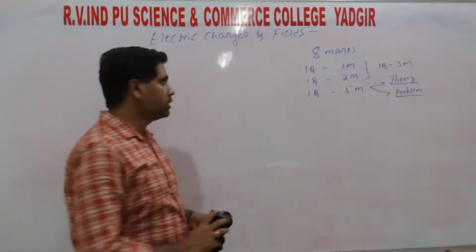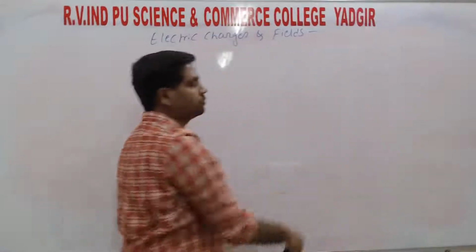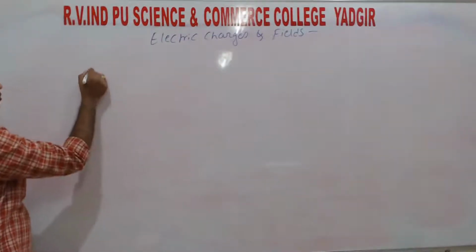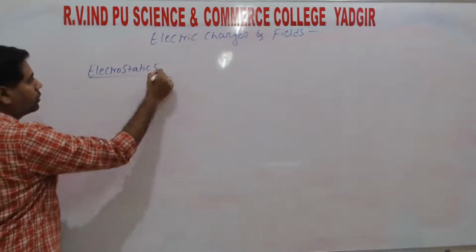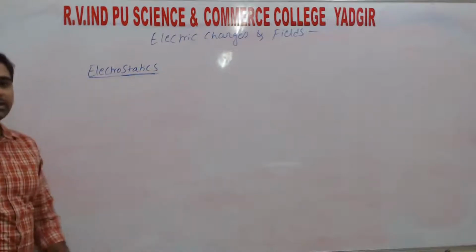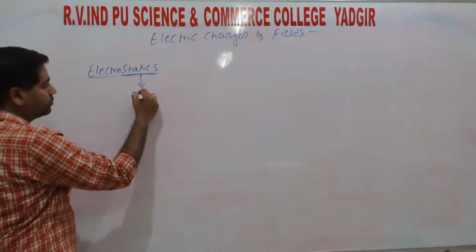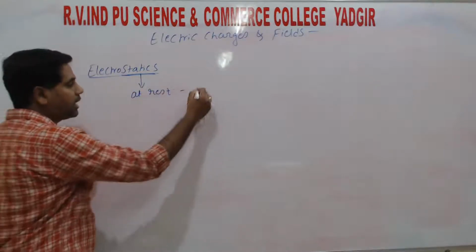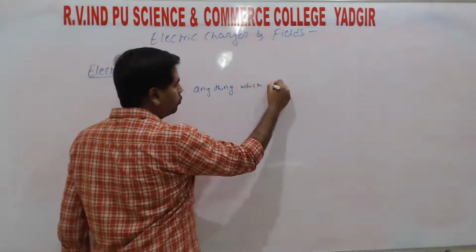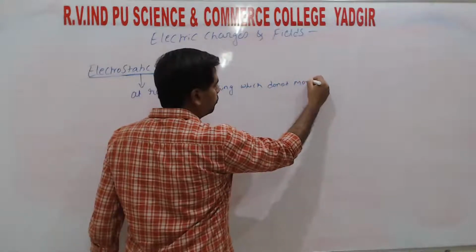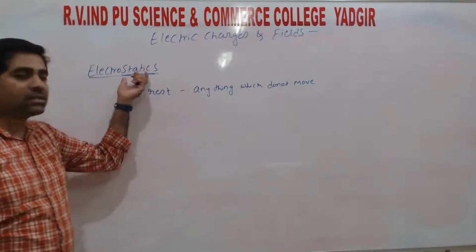So we start with electrostatics. First we have to know what is static, then electrostatic. So static is nothing but at rest. That means anything which does not move. That means it will not change with respect to time. So that one we call static.